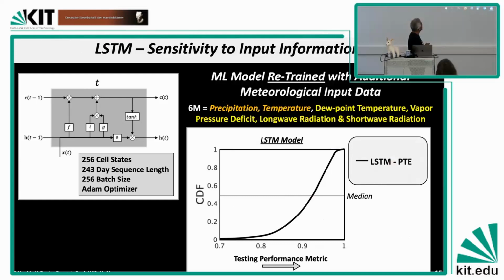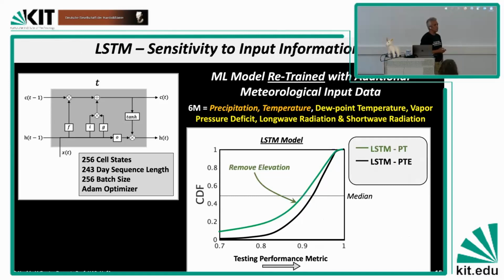And we did one additional thing. The original LSTM was trained with precipitation, temperature, and elevation, where elevation is used in order to compute atmospheric pressure in the model. And then we took out elevation. Okay, we said, what happens if I don't give you elevation? And performance goes down. So there's something interesting and valuable about the local characteristic of elevation.